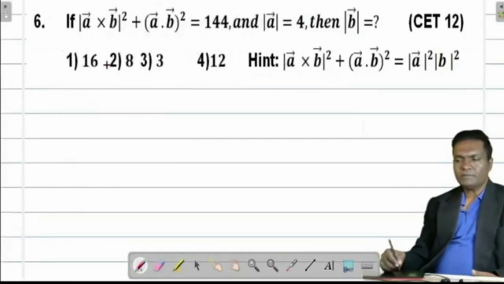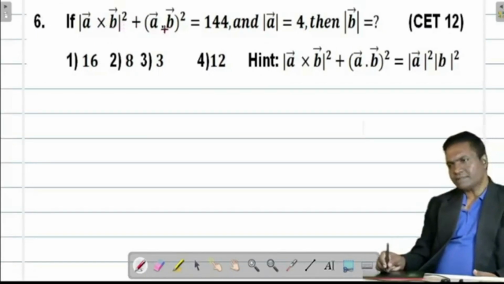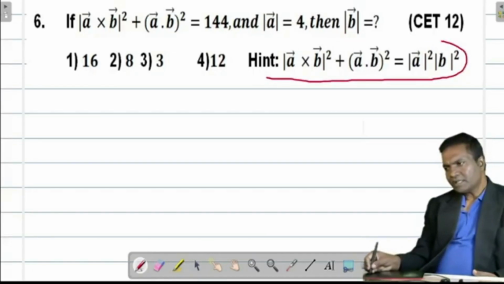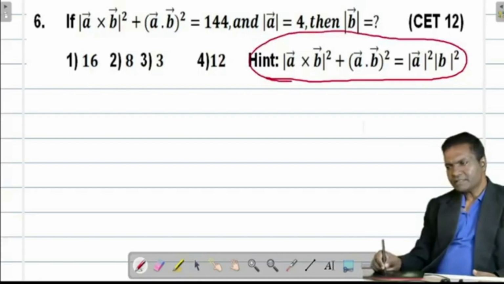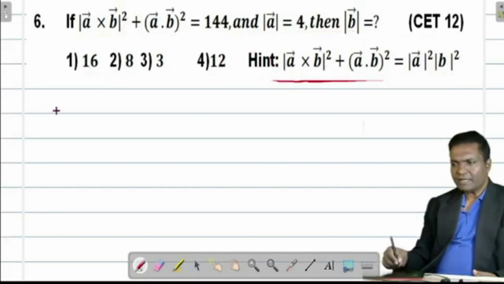CET 2012. See here, you are given the square of the magnitude of A cross B vector plus the square of vector A dot vector B equals 144, and the magnitude of A is 4 and the magnitude of B is asked. So we have one important relation, this. Okay, remember this. So directly you can write according to that. Let me write that.